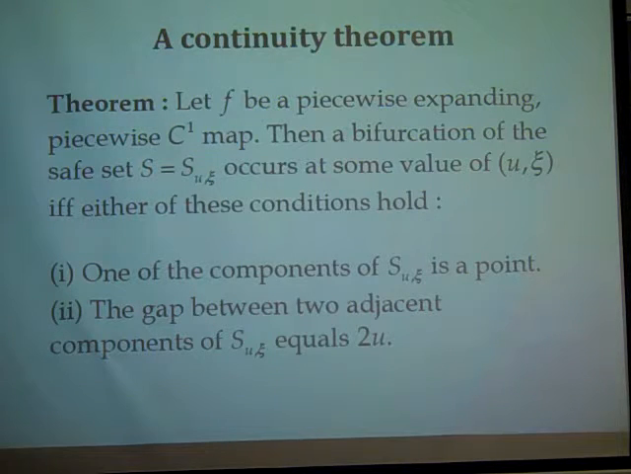Then we have this theorem. If f is piecewise expanding, which we saw in the trend map, and piecewise C1, then a bifurcation will occur if and only if either of these two conditions hold. One of the components is a point, or the gap between two adjacent components of S subscript UC is equal to 2. Maybe I forgot to mention this, but this denotes the safe set at U and C, in parameter space. So I'll just go back to the previous diagram.